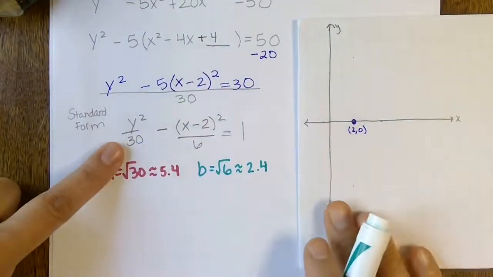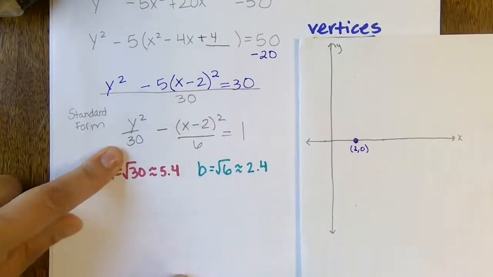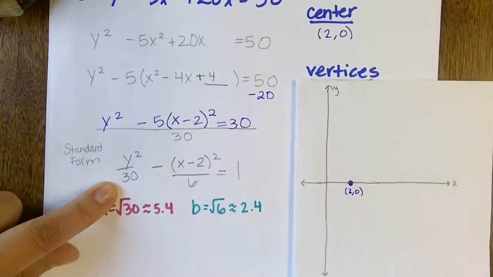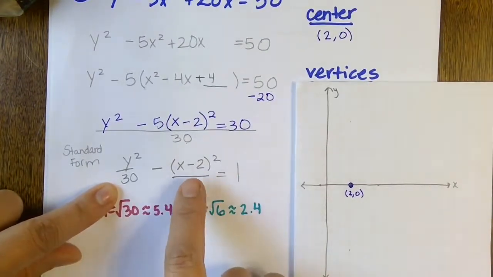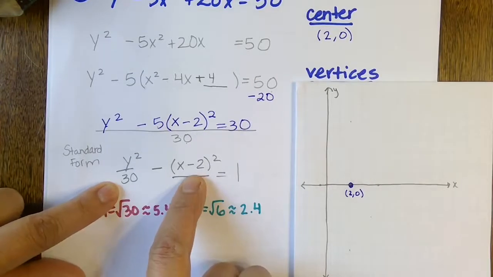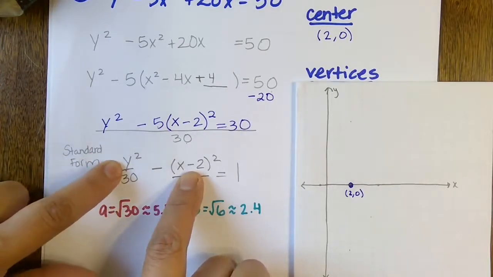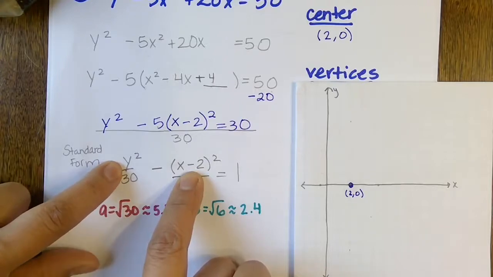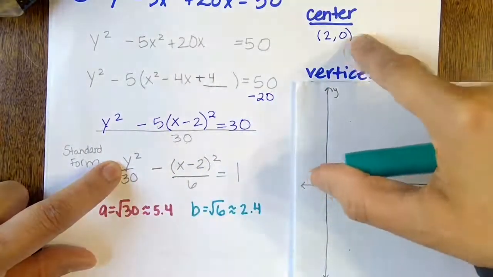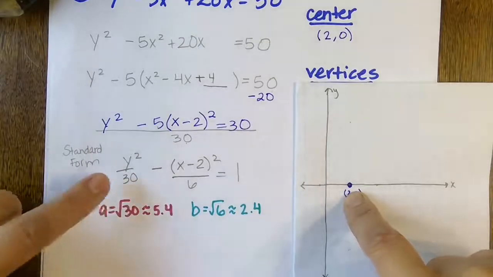Okay, so now that we have this in standard form, first thing we're going to do is find the center. So our center is the opposite of -2, so it's +2. And then there's no number here, so your center is going to be at 2, 0. So over at +2, 0.